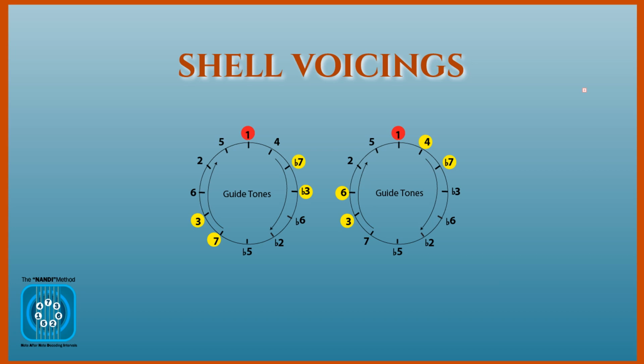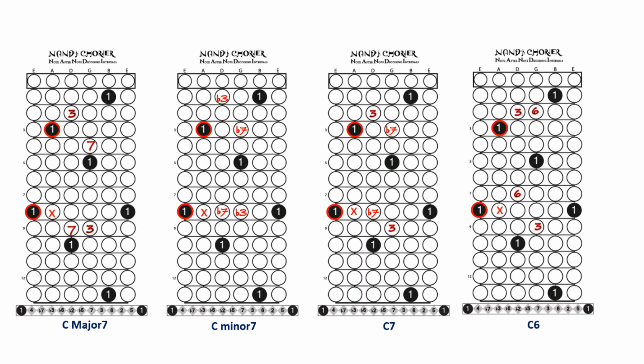In this lesson, you'll learn how to identify shell voicings for jazz chords. The notes that define the quality of a chord are called guide tones. They are the third and seventh notes in the major, minor, and dominant seventh chords, the third and sixth notes in the sixth chords, and the fourth and seventh notes in 7 sus chords. A shell voicing is a 3-note chord with a root and 2 guide tones.